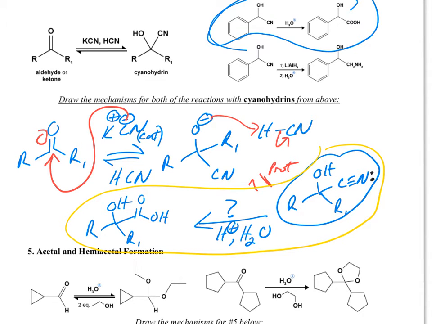You're probably going to have to add water how many times? There's 2 oxygens. You have to add water how many times? Twice. Water is a solvent, there's a lot of it. H plus is a catalyst. So let's try to see if we can do that. I'm going to put you in groups and see if we can work through that.